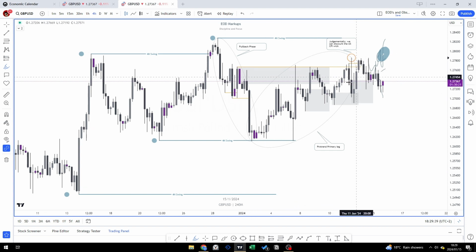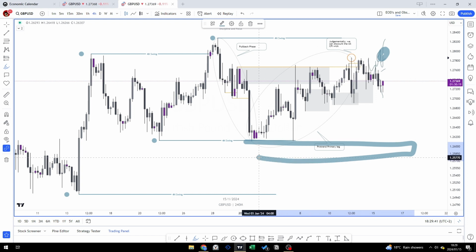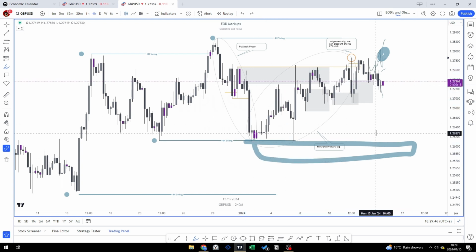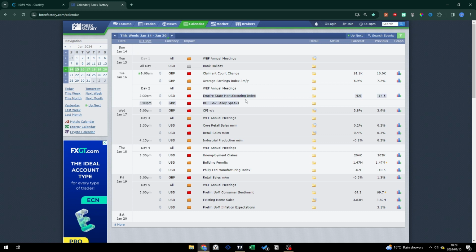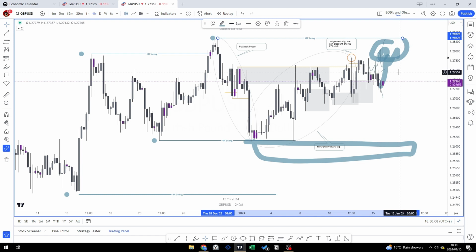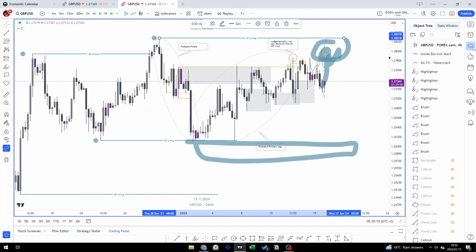Actually, we'll have to come all the way down here to reset this primary leg, which would not be ideal. So we'll just have to be patient and wait for this to come out. I think there are a couple of red folder news events over the course of the week. Actually, almost every day from tomorrow has red folder news events. So I think that will materialize, and then also we've got to take into account that this is a significant target. So on the day that it is reached, longs will be invalidated.